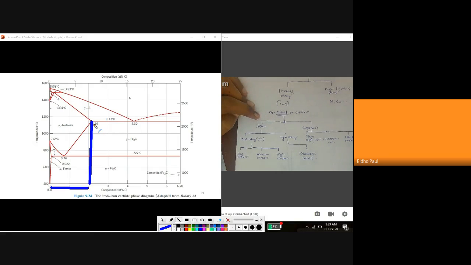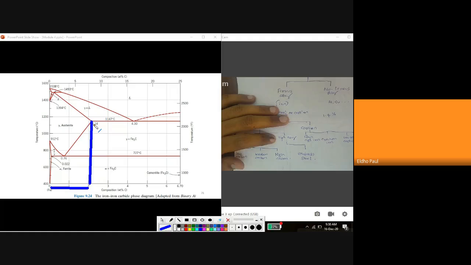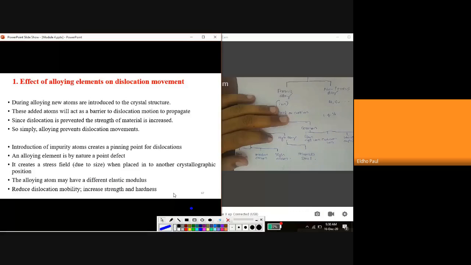But practically, we only use up to 1.4% of carbon. If we increase the carbon concentration above 1.4%, the steel becomes more brittle. The brittleness of the steel increases, which is not a useful property for engineering applications. So we limit the carbon content to 1.4%, but theoretically we can say up to 2.14% is a steel composition, and after 2.14 it is a cast iron composition. So that is the first classification: up to 2.14% of carbon we can consider as steel.